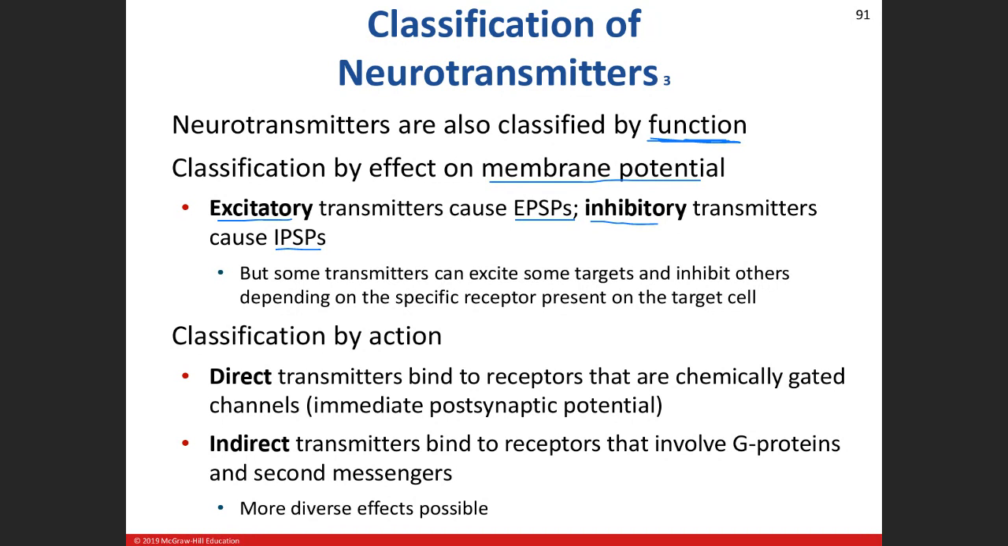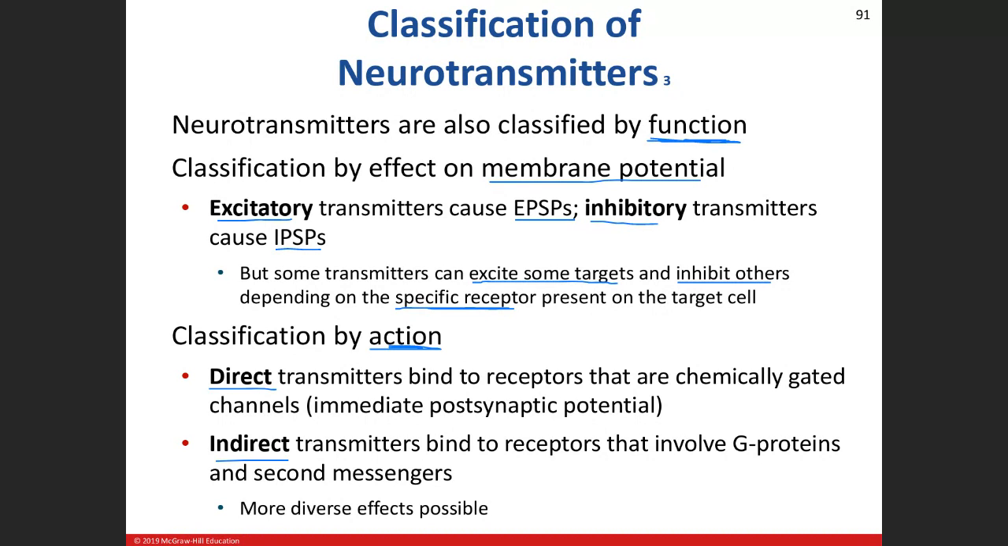So keep that in mind when we're discussing that some of those transmitters are going to either excite some of our target cells or they're going to inhibit some of the target cells, and it really depends on what neurotransmitter is being released. So it's going to be receptor specific, depending on what neurotransmitter is released. So when we talk about the classification of the action, we'll either have a direct or an indirect transmitter that's going to occur.